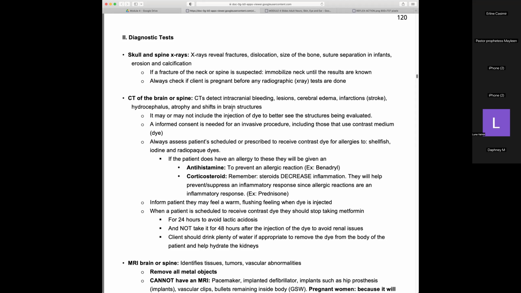Your last major priority for a patient getting contrast is if they are taking metformin, they have to stop taking it. Say it with me, 24-48. 24-48. So if a patient is going to receive contrast dye and they are taking metformin, they have to stop the metformin 24 hours before and 48 hours after.